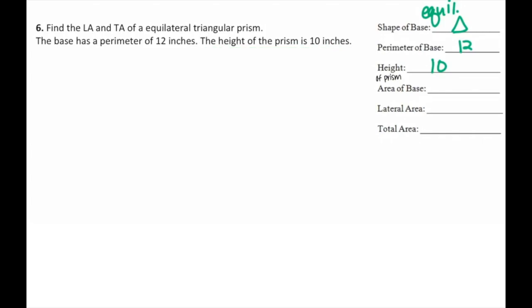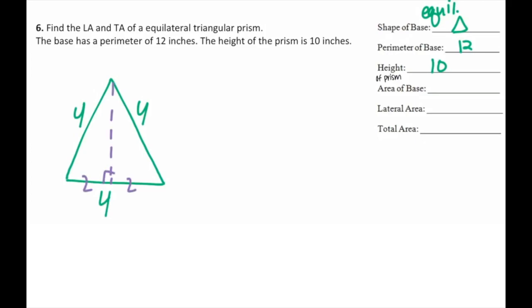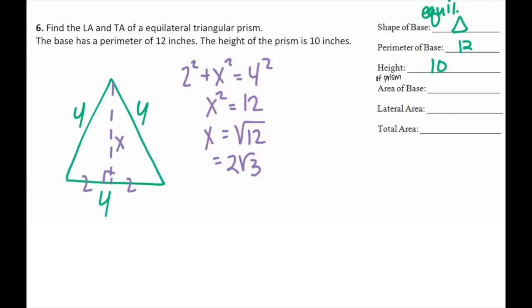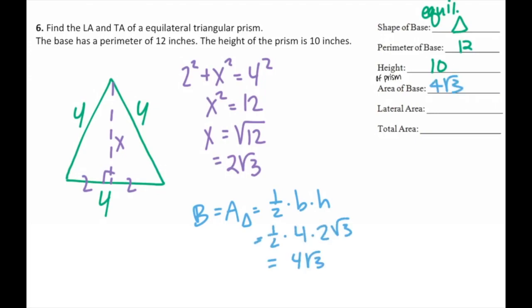Now the next thing we need is the area of the base. Well, the base is an equilateral triangle because it tells us that's what it is. And if it has a perimeter of 12, that means each side, because it's equilateral, must be 4. And then we know how to find the area of that. We draw in an altitude and solve. So I did the Pythagorean theorem, and I got x is root 12, but I should simplify it to 2 root 3. So the area of the base is the area of the triangle, which is 1/2 base times height. So 1/2 times 4 times 2 root 3. I have the area of the base is 4 root 3.